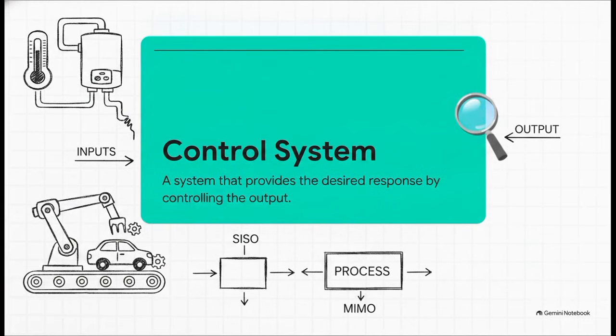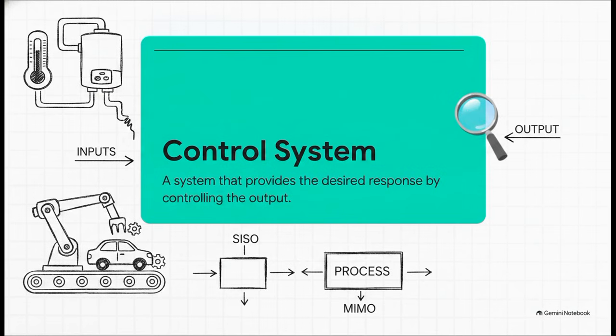Whether we're talking about a basic home thermostat controlling your boiler or some massive industrial machine churning out cars, it all boils down to this one fundamental idea: managing inputs to control an output. Essentially, a control system directs and regulates the behavior of other devices to get a very specific, desired response.